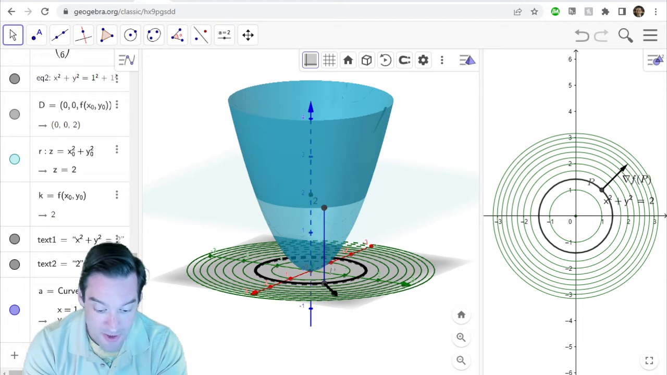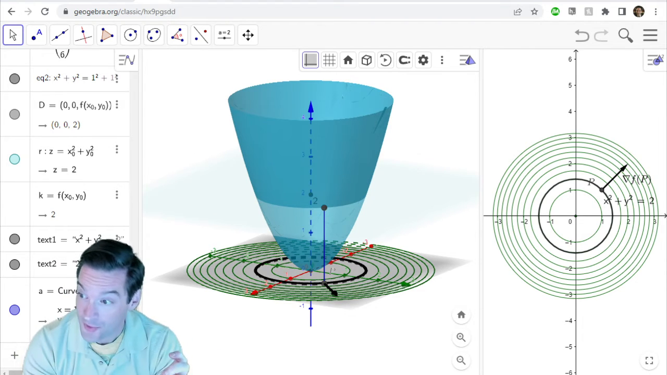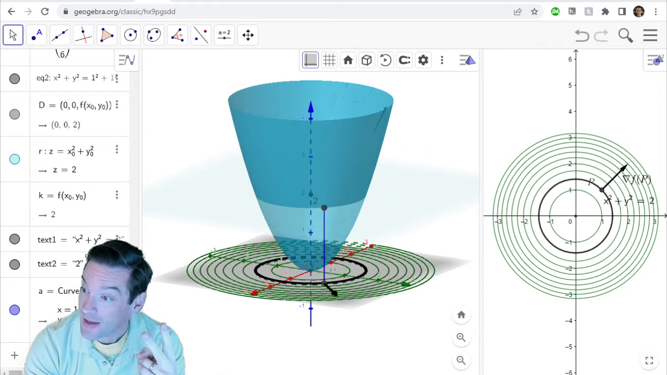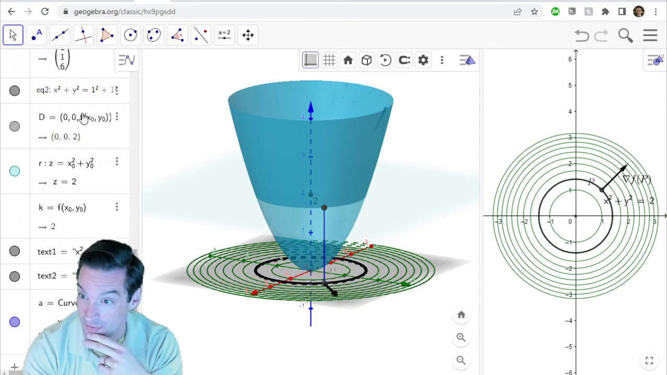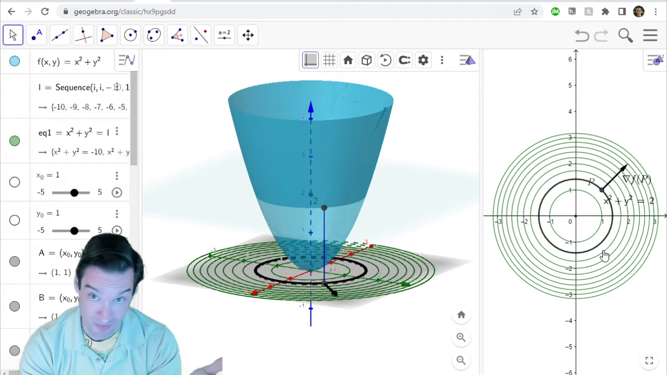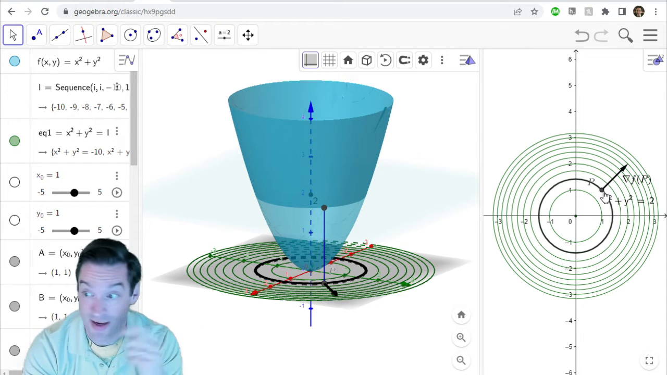So the question that we want to briefly think about is, if I have a function of two variables, f of x and y, then its contours live in the xy plane. Right? So this is the function f of x, y equals x squared plus y squared. Its contours happen to be circles. x squared plus y squared equals a constant in the xy plane.